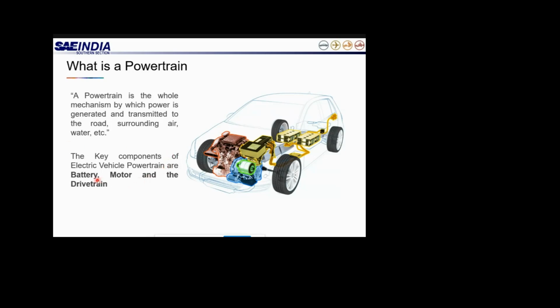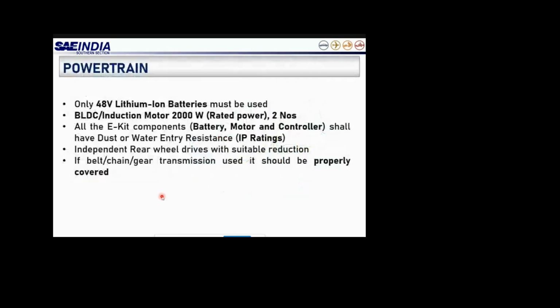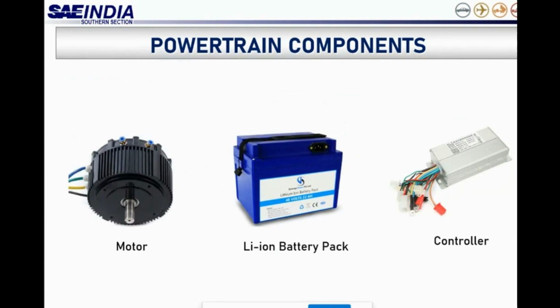And for us, as you all know, it's familiar. You are all well aware that the key components of the electric vehicle powertrain are the battery, motor, and the drivetrain. What are the key components? We just discussed: the motor, the battery pack, and the controller. Of course, at least these for sure, and the transmission, all integrated. So an axle, a battery pack, and the controller. These are the key components, or at least the components that we are going to concentrate on today for this session.